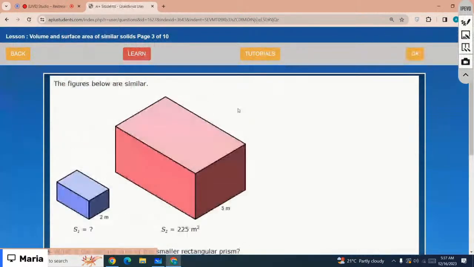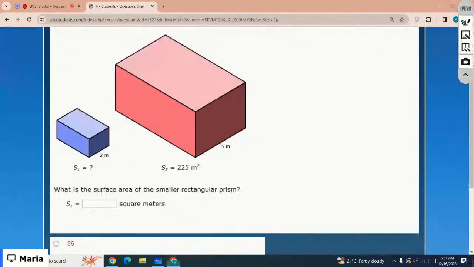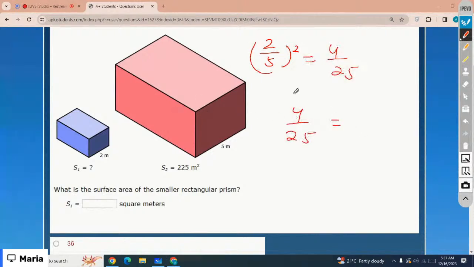Okay, the next one: the figures below are similar. What is the surface area of the rectangular prism? So you need to calculate their surface areas. Whenever we have to calculate the surface areas, just calculate the squares of their corresponding sides. So that is 4 over 25 and then equate it with the corresponding surface areas. So that would be S1 over 225. So solve this for S1. So that is 4 times 225 divided by 25.